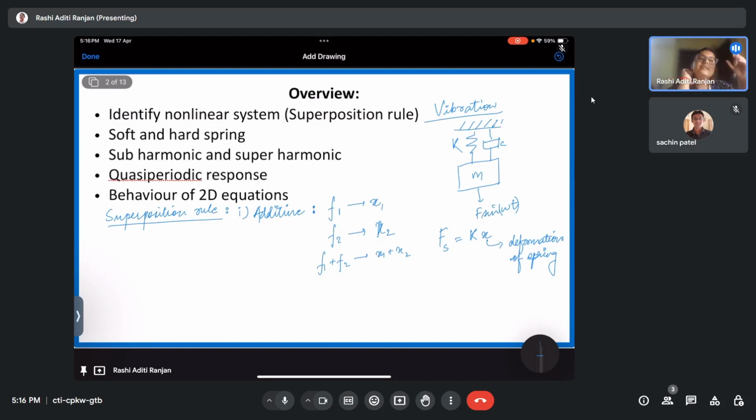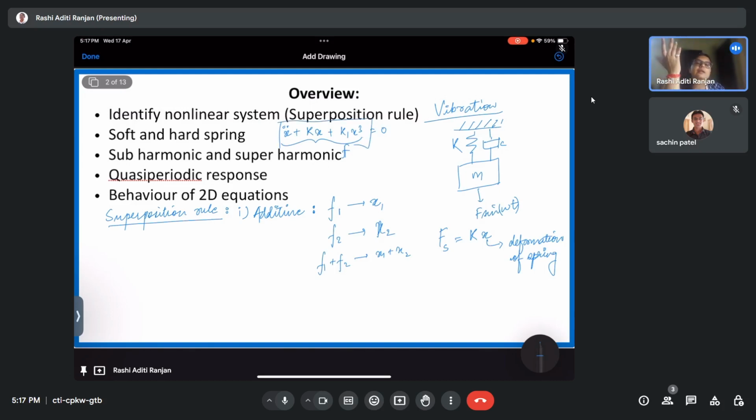Values as in variables. For example, if I have a system like x double dot plus kx plus k1x cube is equal to 0, and I want to know whether it is linear or non-linear, do one thing: assume this as f. So if you put x1 in it, you'll get f1. If you put x2 in it, in place of x, then you'll get f2. And when you replace x by x1 plus x2, then if what you get is equal to f1 plus f2, then your system is linear, otherwise it is non-linear. Anyways, it is not going to satisfy the superposition rule because it is a non-linear system.